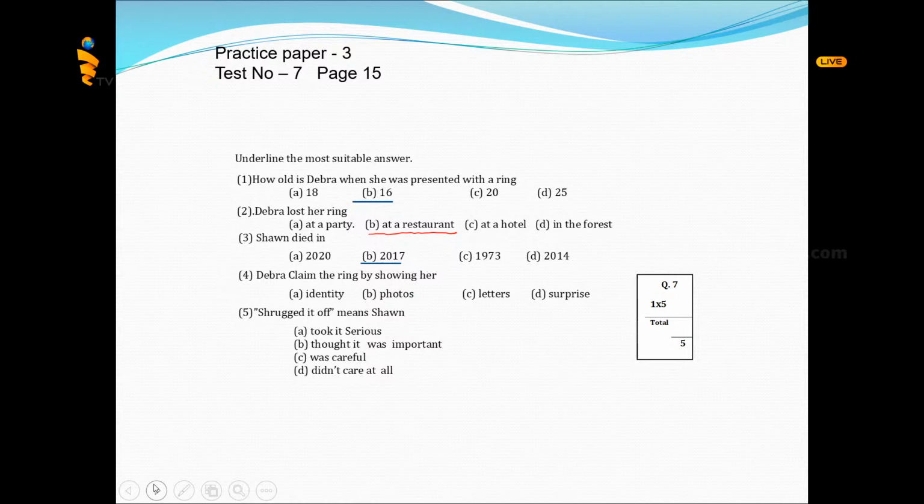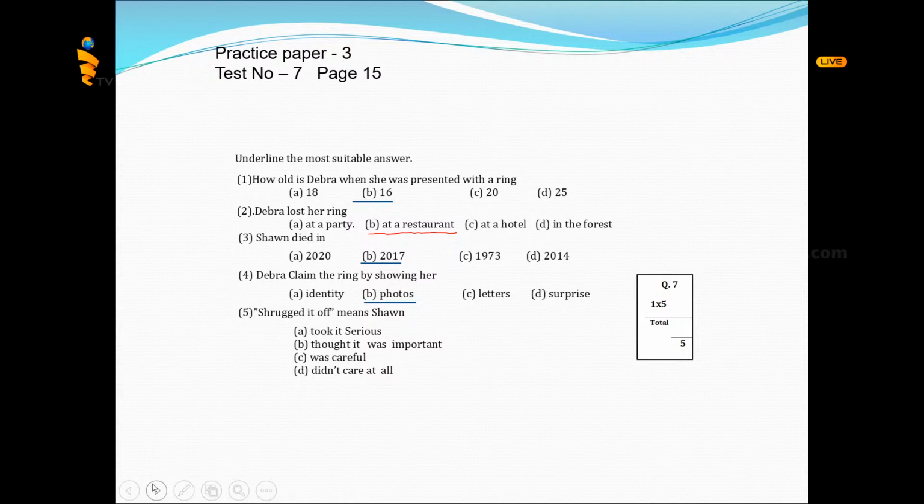Deborah claimed the ring by showing her photographs. It is indicated in the passage, children. It says, she was lucky enough to identify her lost ring and after showing photographs as a proof. So, the answer is photographs.